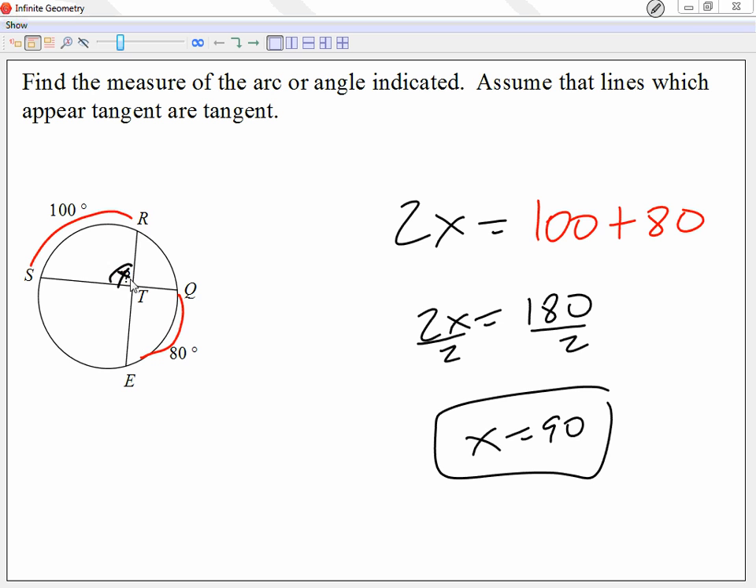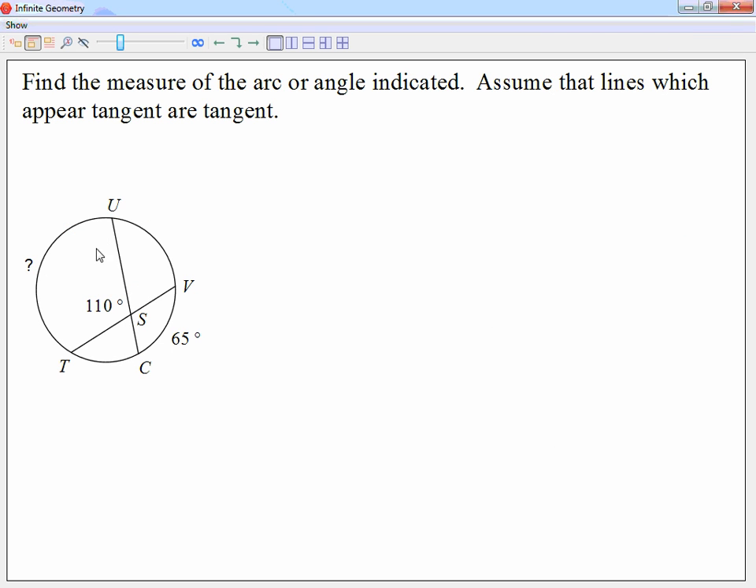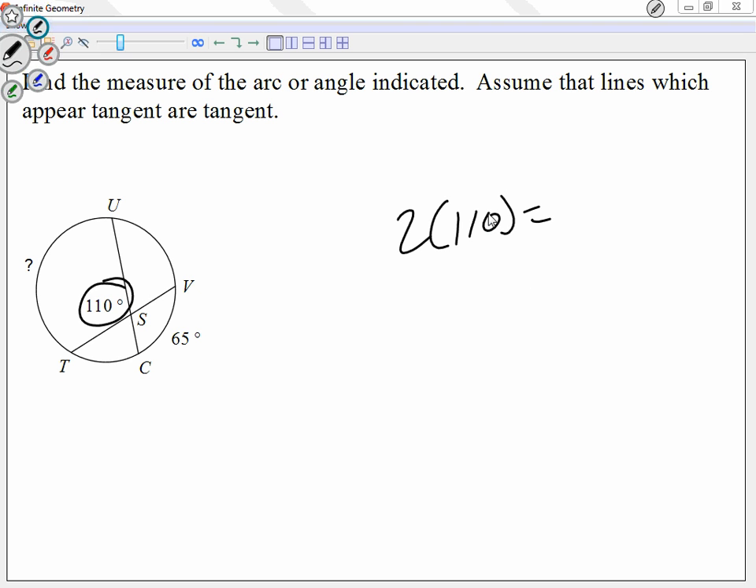Sometimes the x, or the unknown, could be an angle, like in the first case. Or sometimes it could be an arc. In this case the unknown is an arc. But remember I told you guys the first thing we do is the angle, which in this case is 110, multiply the angle times 2. So I'm going to go 2 times 110. The arcs in this case are x and 65, so I'm going to add the arcs, x and 65.